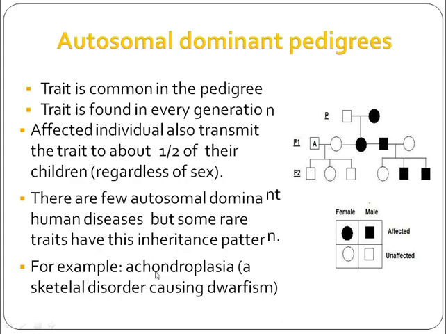For example, achondroplasia, a skeletal disorder causing dwarfism. Now, dominant traits that are associated with reduced viability or fertility never become frequent in a population. So most of the people who show such traits are heterozygous for the dominant allele, and if their spouses do not have the trait, then half of their children should inherit the condition.